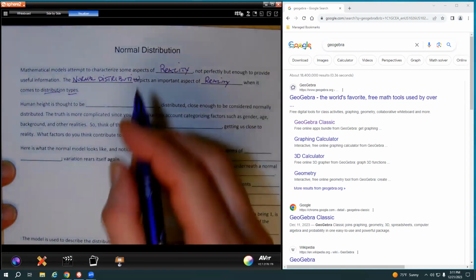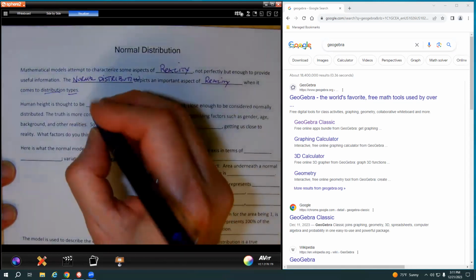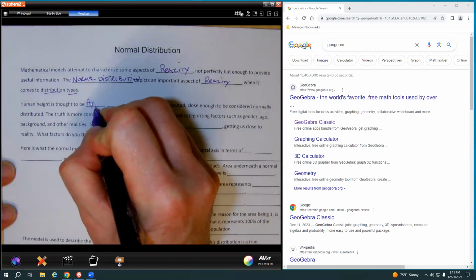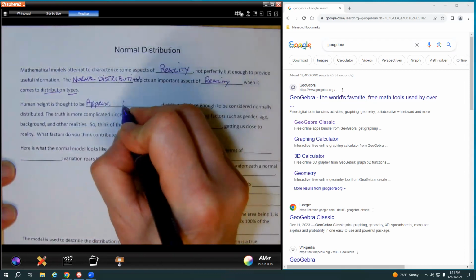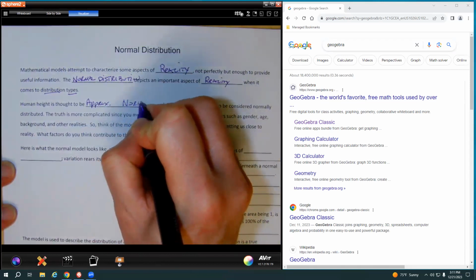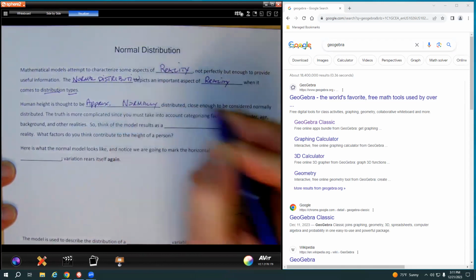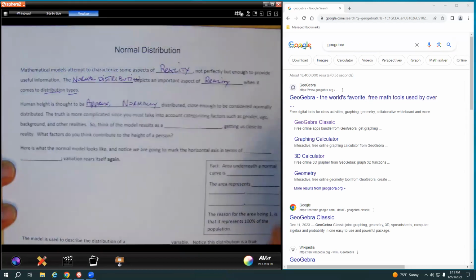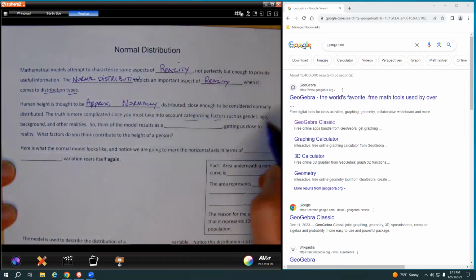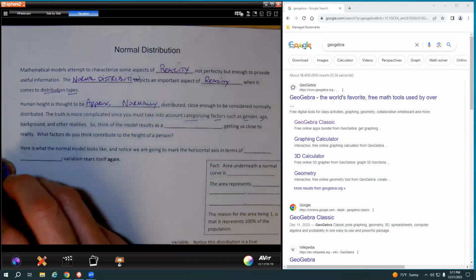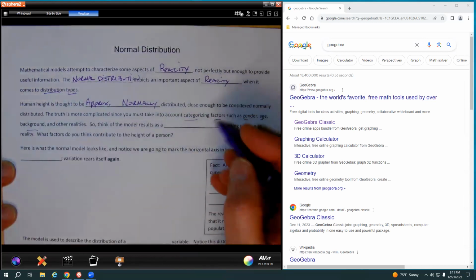For example, human height is thought to be, approximately, abbreviate this, normally distributed. Again, close enough to be considered normally distributed. Now, the truth is more complicated, so you must take into account categorizing factors such as gender, age, background, and other realities, right?